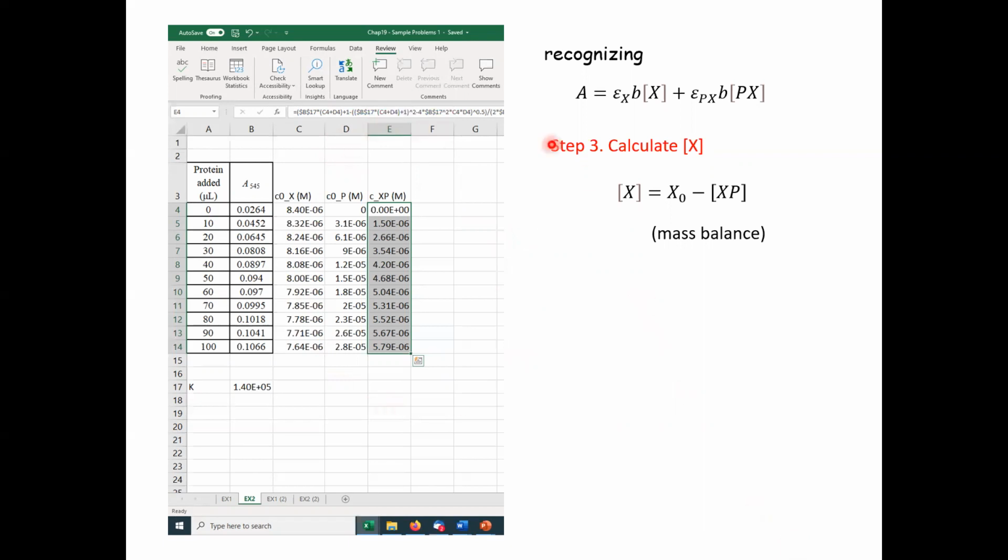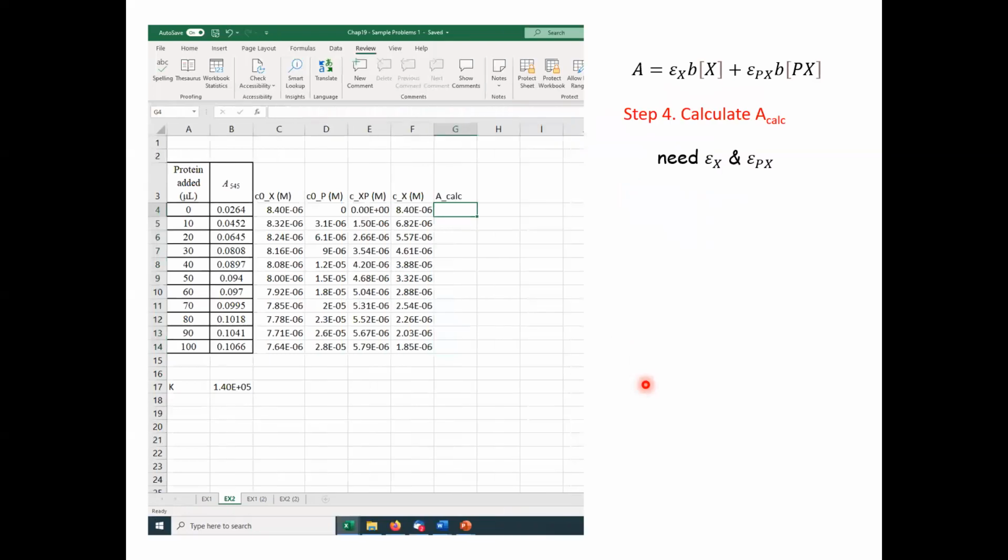So I now have the concentration of PX. What I need to get next is the concentration of X. In order to do that, I'm going to use a simple mass balance statement. The concentration of X is simply equal to the initial amount minus the concentration of XP. I have both of those values. Here's the initial, here's the amount of XP. So I can quickly calculate what the concentration of X is.